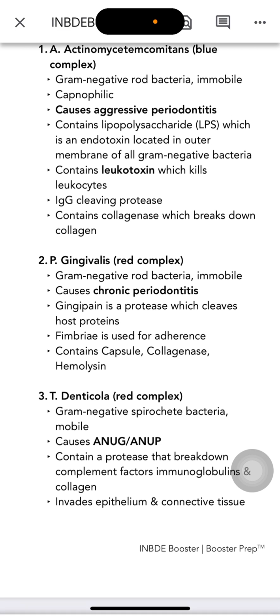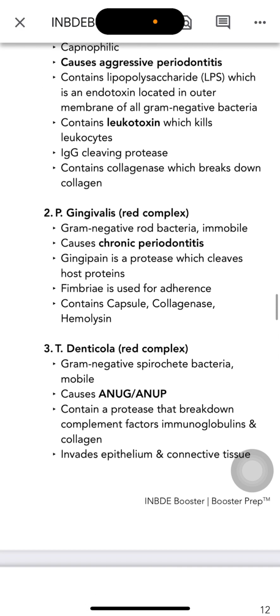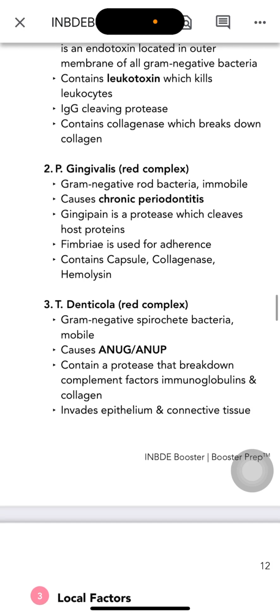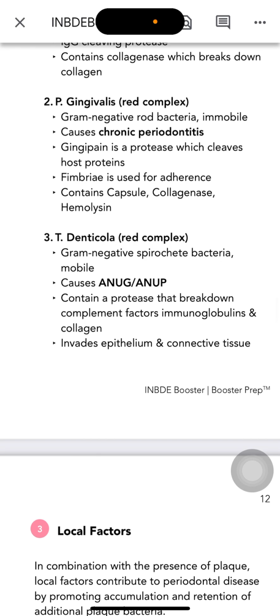P. gingivalis, red complex, gram-negative rod bacteria, immobile, causes chronic periodontitis. Gingipain is a protease which cleaves host proteins. Fimbriae are used for adherence. It contains a capsule, collagenase, and hemolysin.